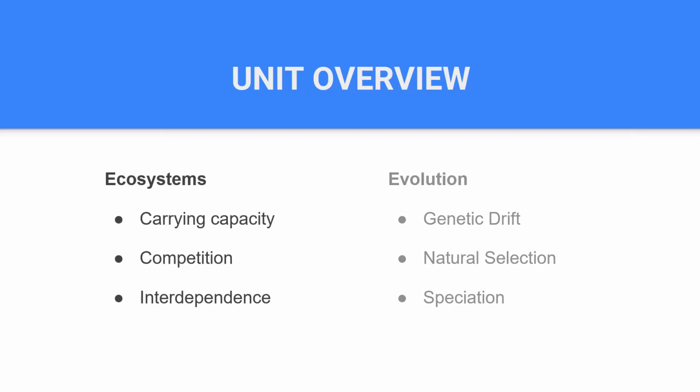Ecosystems to Speciation is a CTSM biology unit that consists of 8 total lessons, plus a pre- and post-assessment that should be able to be completed in approximately 10 50-minute class periods.